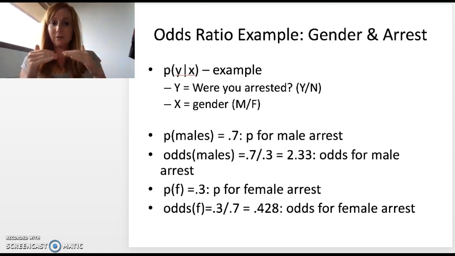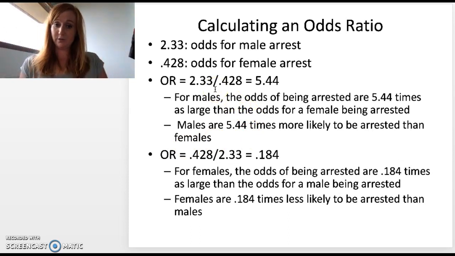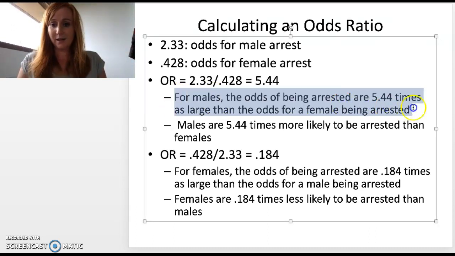So we can literally calculate by hand the odds for a male getting arrested and the odds for a female getting arrested by doing this little probability equation. Again, SPSS will do this for us. And when we make these calculations, we get odds ratios. For example, in the data that I had, I found that the odds of being arrested for a male are 5.44 times as large as the odds for a female.